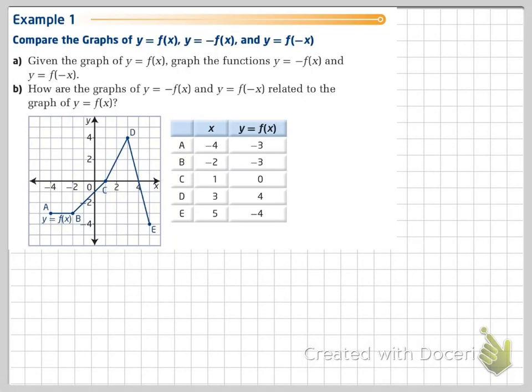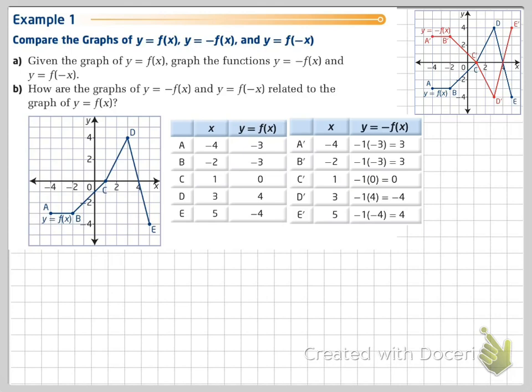In example 1, it asks us to compare the graphs of y equals f at x, y equals the negative of f at x, and y equals f of negative x. Given the graph of y equals f at x, graph the function y equals negative f at x, and y equals f of negative x. And for B, how are the graphs related to the graph of f at x?